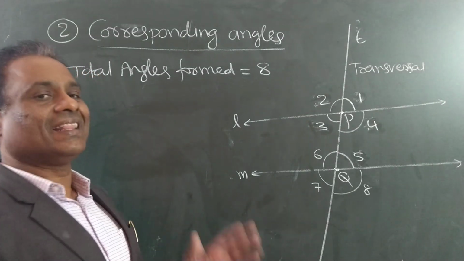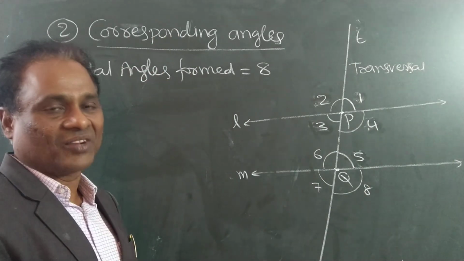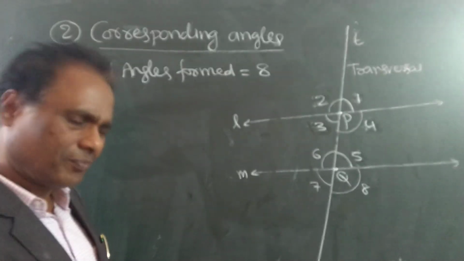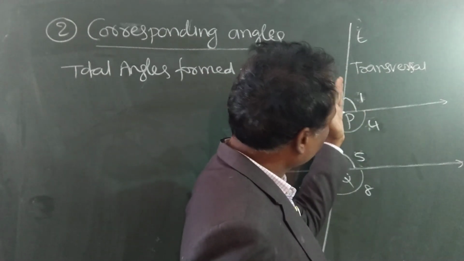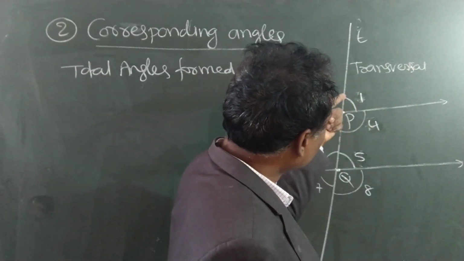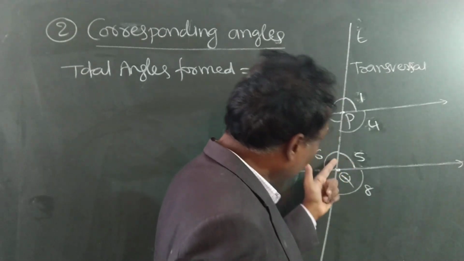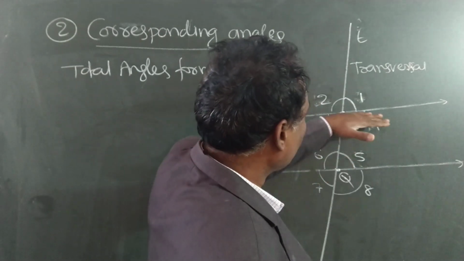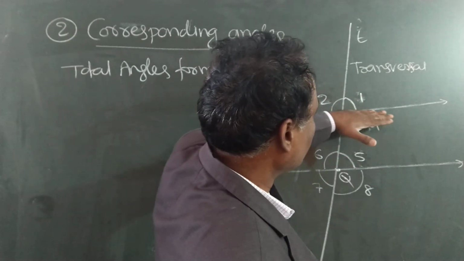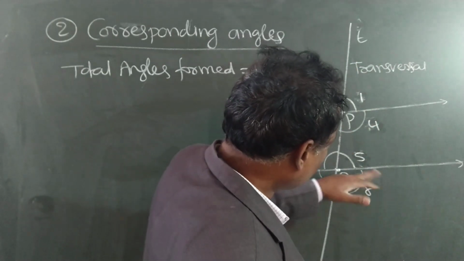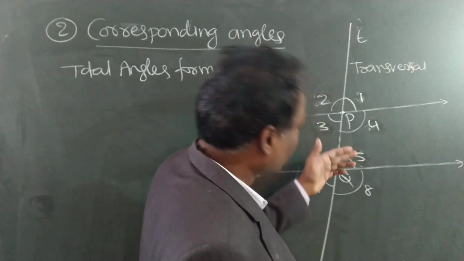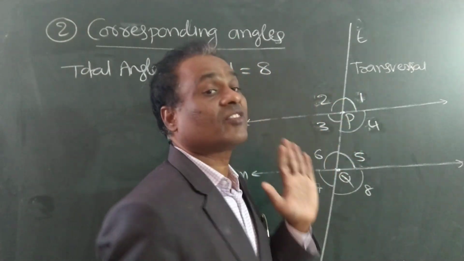Now, what are the corresponding angles? Corresponding angle means it should be on the same side of the transversal. One is exterior, one is interior. That means one is inside the lines, one is outside the lines. This is a parallel line, so one is outside of this line, and this 5 is inside. So these two are called corresponding angles.